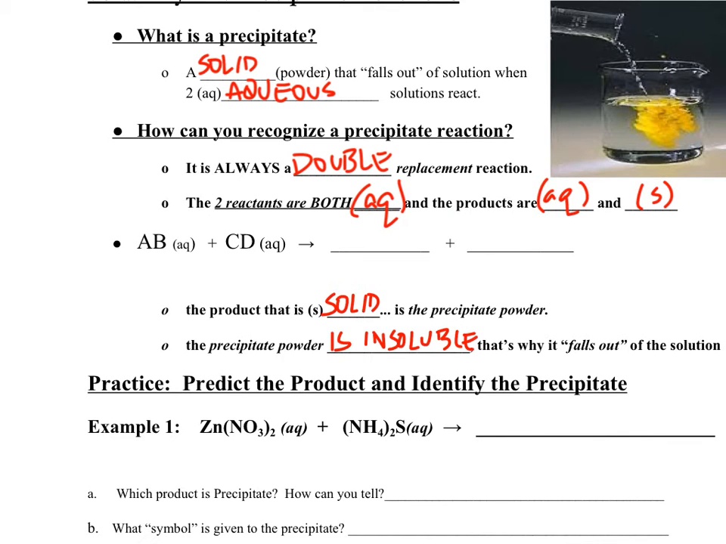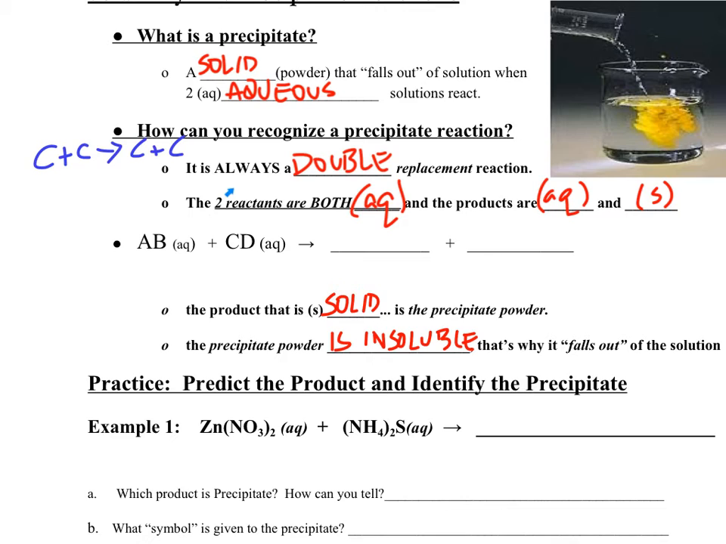It might look like a gel, or like some kind of powdery substance. This right here is a precipitate that is formed when two aqueous solutions react. So how do you recognize the reaction? Precipitate reactions are always double replacement reactions. A double replacement reaction is a compound plus a compound producing a compound and a compound. So there are compounds on both sides of the arrow. The reactants are both aqueous, and the products are aqueous and solid.